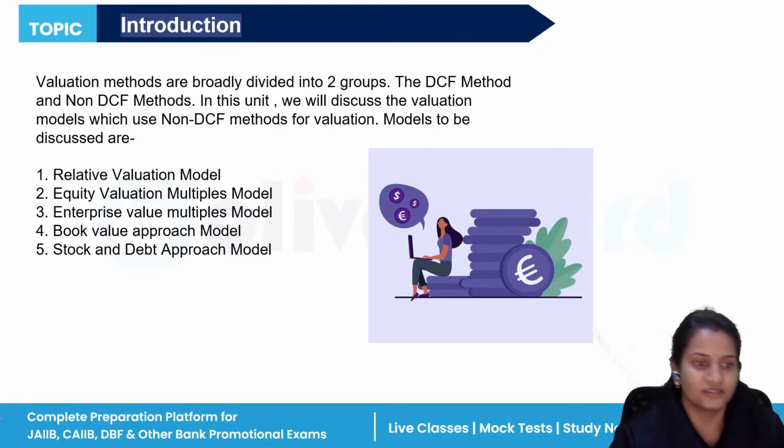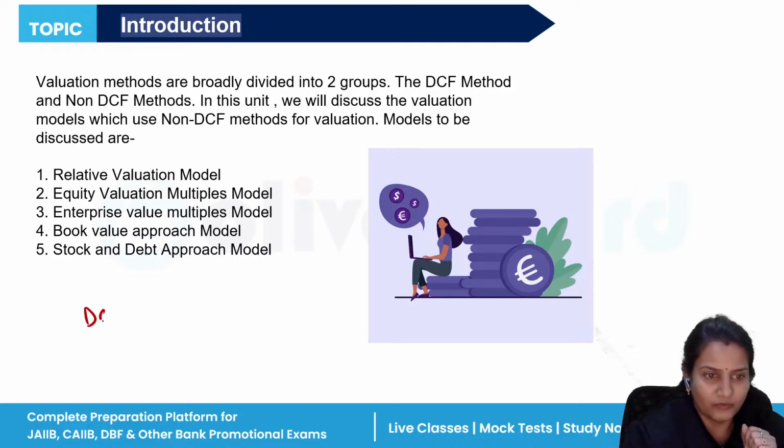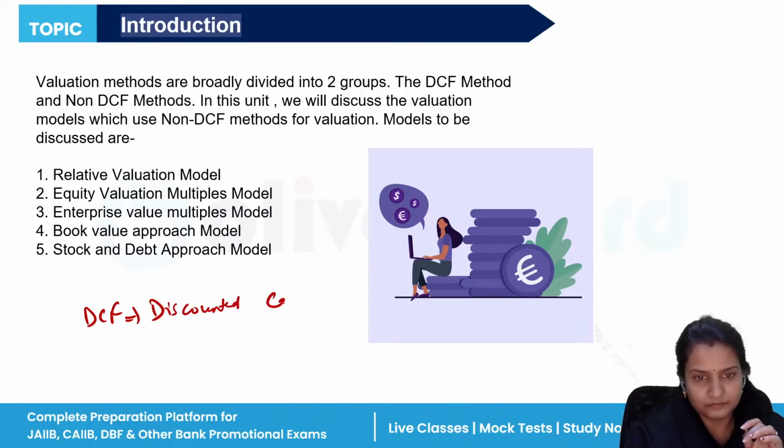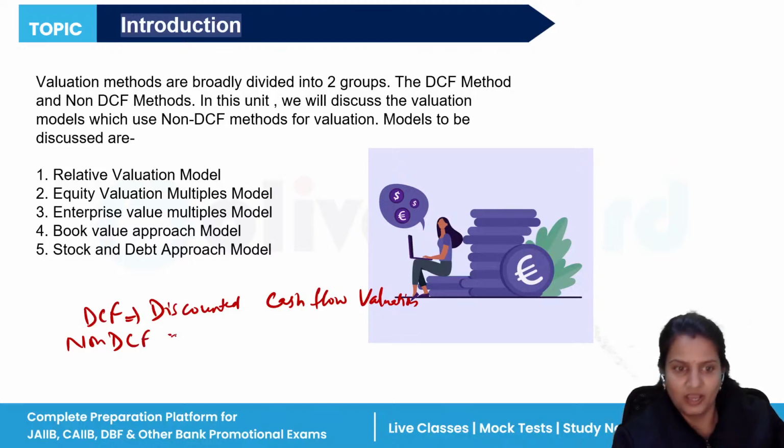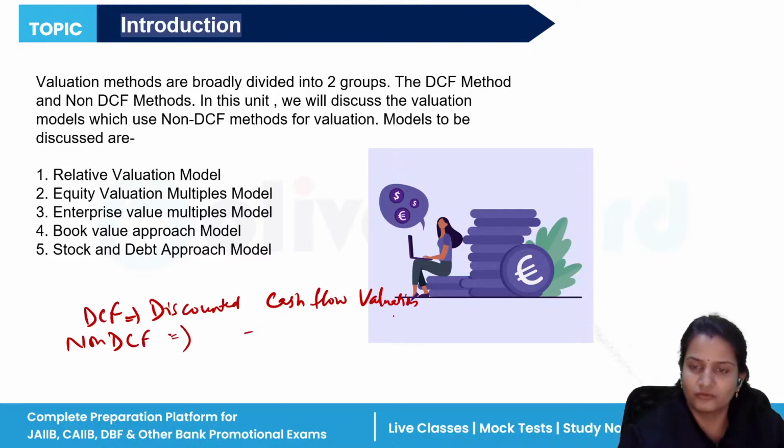So let's start today's session, that is the non-discounting cash flow valuation of the company. See, in the previous classes, we have seen that if any business owner wants to value a firm, they can value a firm in two ways. Either they will follow discounting techniques, that is discounted cash flow valuation, or non-DCF, that is non-discounted cash flow valuation. So these are the two ways a person can value the firm.